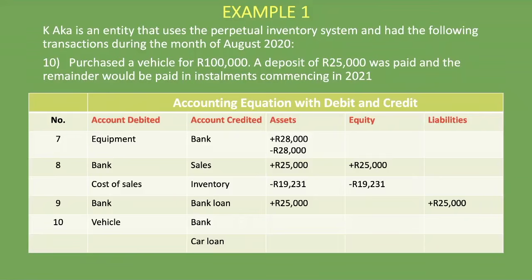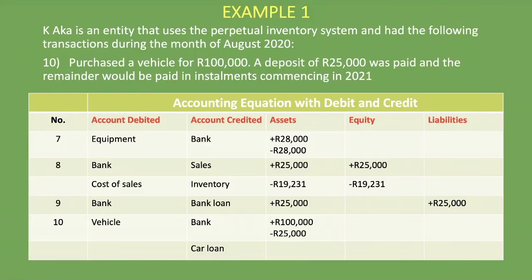So our vehicle is increasing by how much? It's increasing by 100,000 rand, and a vehicle is an asset, so we put plus 100,000 rand on the asset side. And then what is happening to our bank? Our bank is decreasing by 25,000 rand because we paid the deposit of 25,000 rand. So we put minus 25,000 rand on the asset side for the bank. And then what else is happening? Well, we have a car loan here. We took out a loan for the remainder. Remember, we bought the vehicle for 100,000 rand. We paid 25,000 rand. So 100,000 minus 25,000 is 75,000 rand. So we still owe 75,000 rand. That's a liability, so we put it down as car loan, or you can just put it as a loan. So we put there 75,000 rand.